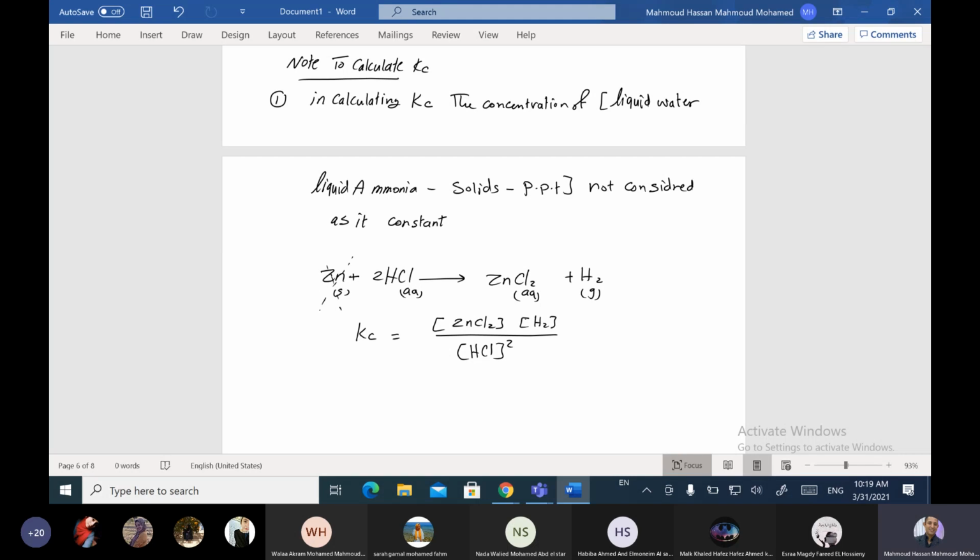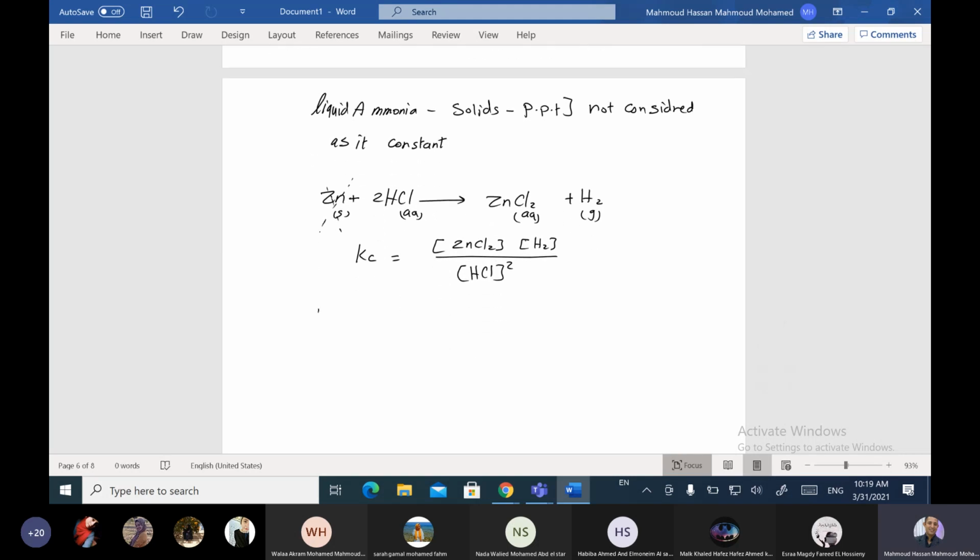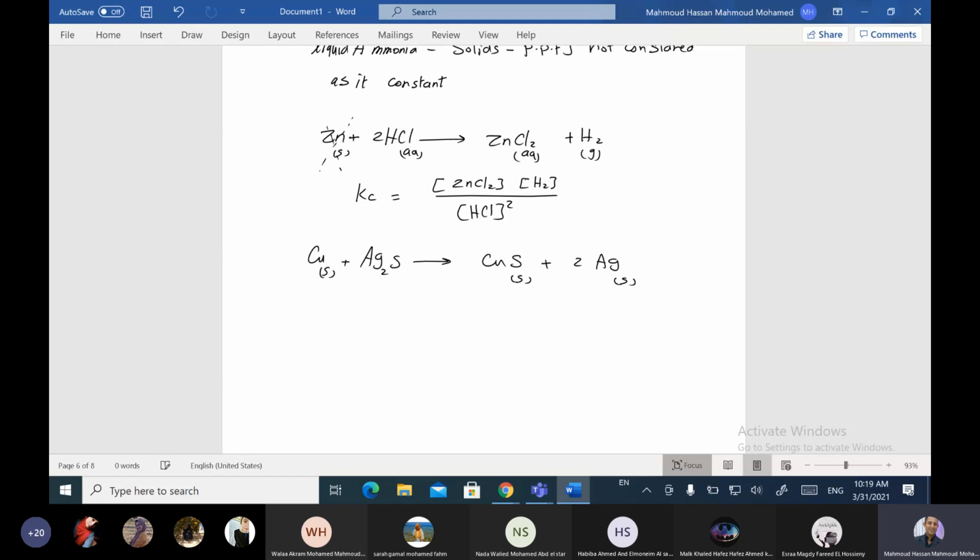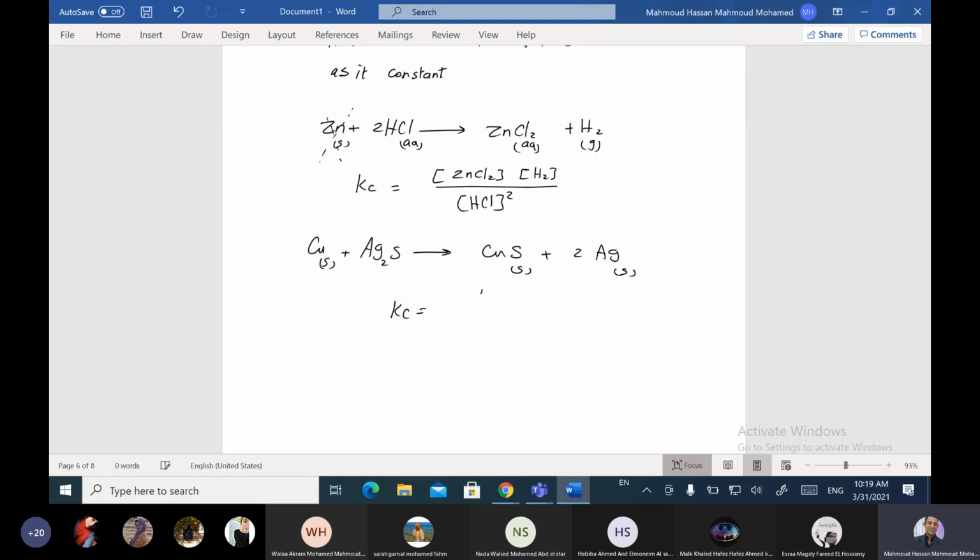Else, to calculate the equilibrium, Cu as a solid substance plus Ag2S gives us CuS as a solid and 2Ag as a solid. So the Kc in this case equals 1 divided by the concentration of the aqueous solution of silver sulfide, Ag2S only.